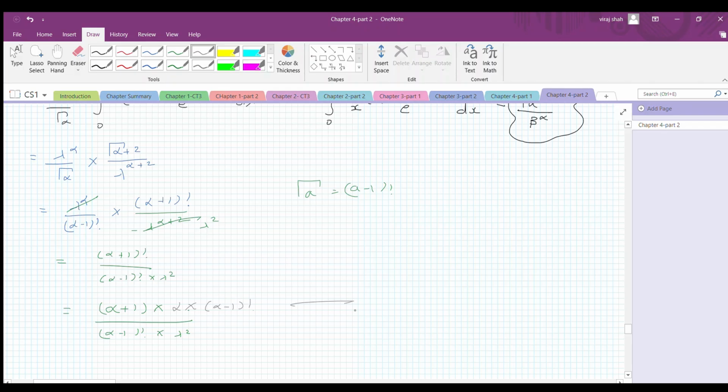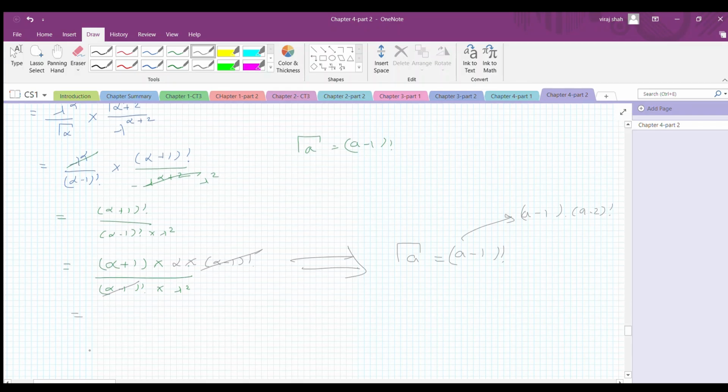Which formula did I use? I use gamma of A is nothing but A minus 1 factorial. Similarly, A minus 1 factorial is nothing but A minus 1 into A minus 2 factorial. Okay, these are the formulas I used. Now basically I can cancel this, and I'm left with expectation of x square as nothing but alpha into alpha plus 1 upon lambda square.